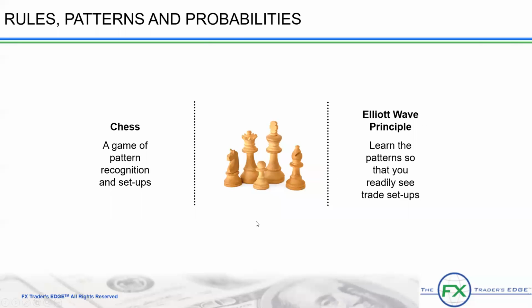Chess is a game of pattern recognition and setups. So the Elliott Wave principle also has patterns so that you readily see the trade setups. And the wavy tunnel helps you to see those patterns more readily, like the PW fill the gap, which is going into a wave 4, or the wave 3 breakout 3 trades for a very strong trend move.